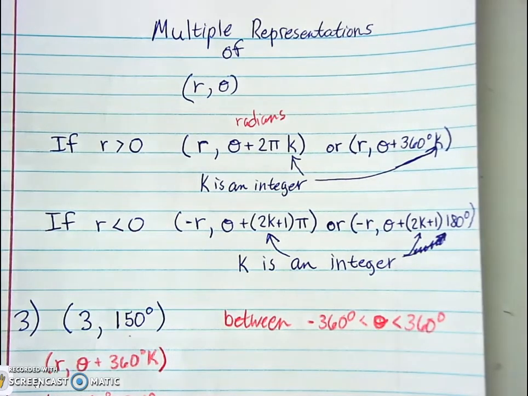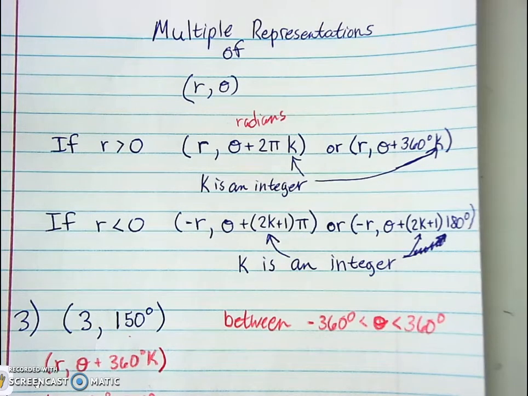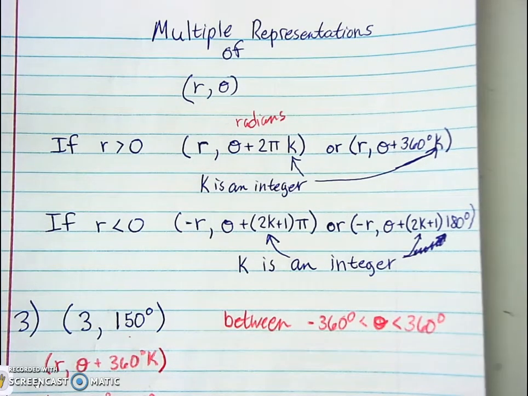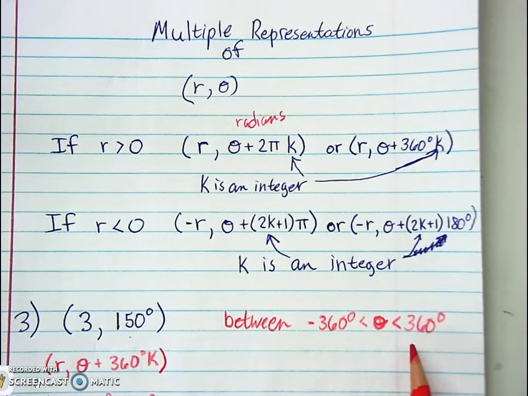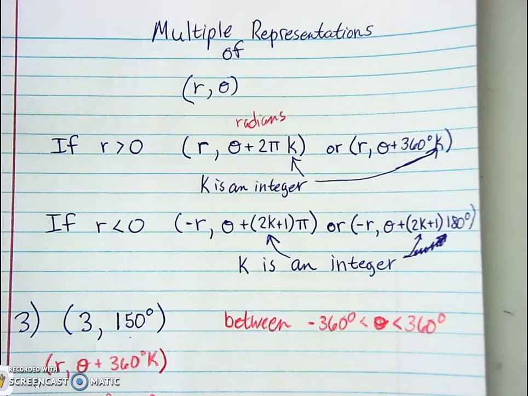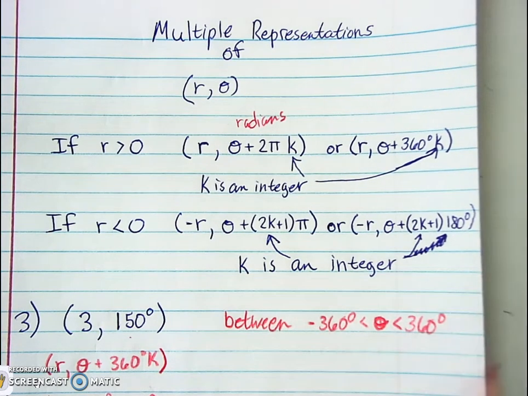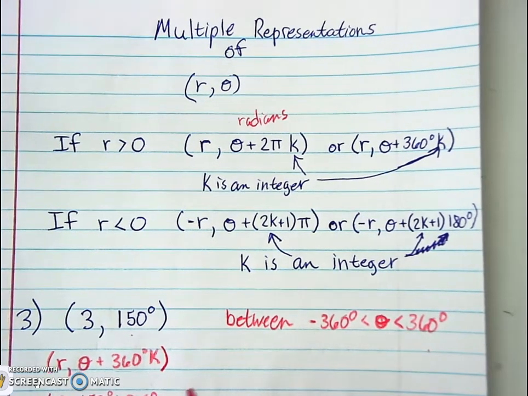Now, with this, because we're only going between negative 360 and positive 360, if we were to put a 1 or a 2 or a positive number here, that would make 150 plus something bigger than 360. So if we did 360 times 1, that would be 150 plus 360, and that's bigger than 360, which is our limit. So we need to make sure that we're within our limit between negative and positive 360. So here, we can't use positive numbers because that would take us past 360.